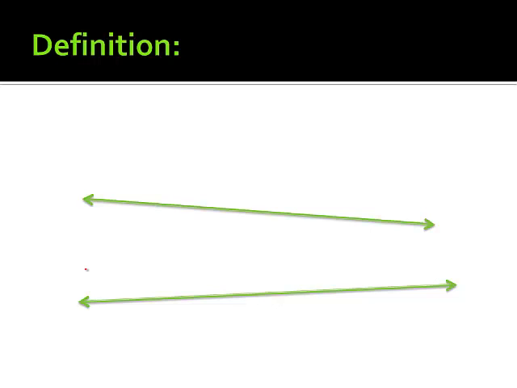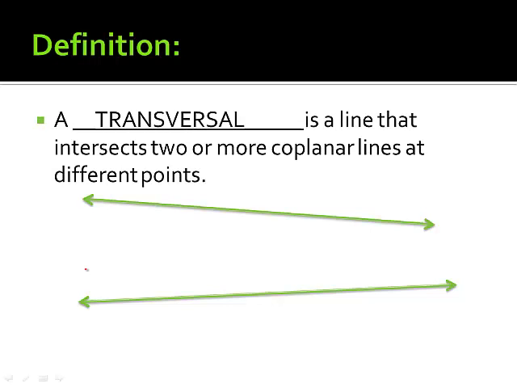In this, you're going to have a lot of different positional angles, and we're going to have something that's called a transversal. Basically, a transversal is a line that intersects two or more coplanar lines at different points. Okay, well, what does that mean?